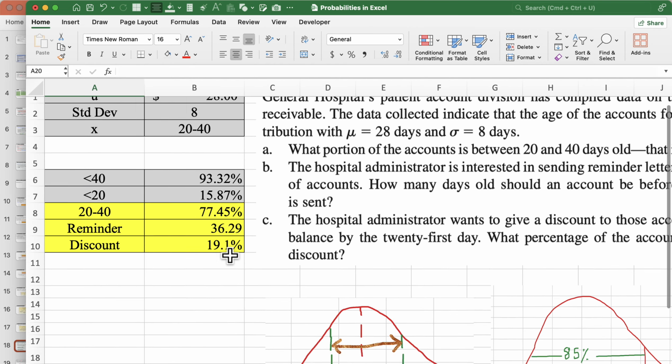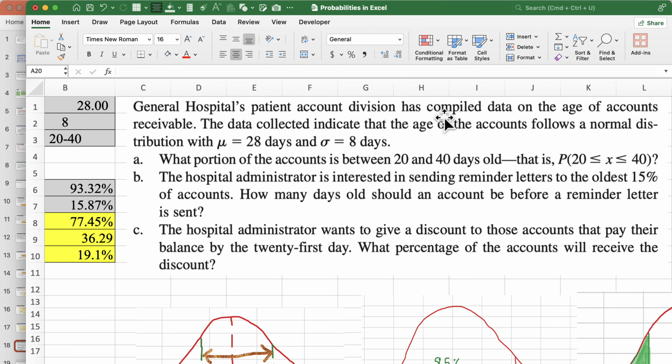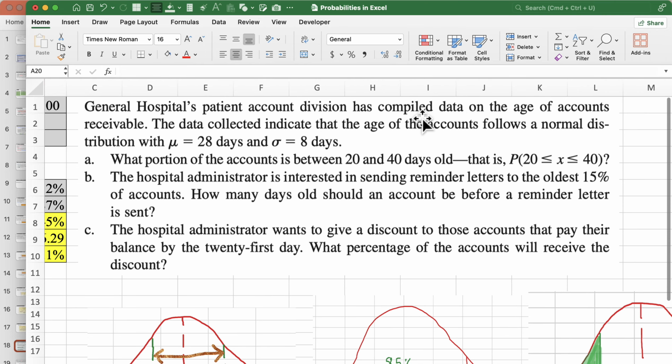One more example, General Hospital's patient account division has compiled data on the age of accounts receivable. The data collected indicates that the age of accounts follows a normal distribution, with mean 28 days and standard deviation 8. Standard deviation is sigma. We have been provided mean and standard deviation. What portion of accounts is between 20 and 40 days old, which means more than 20 and less than 40?